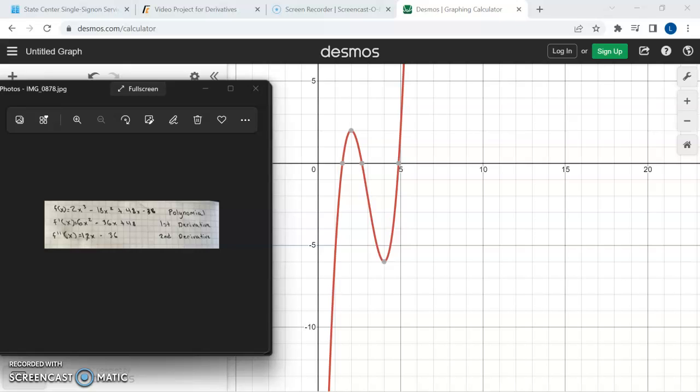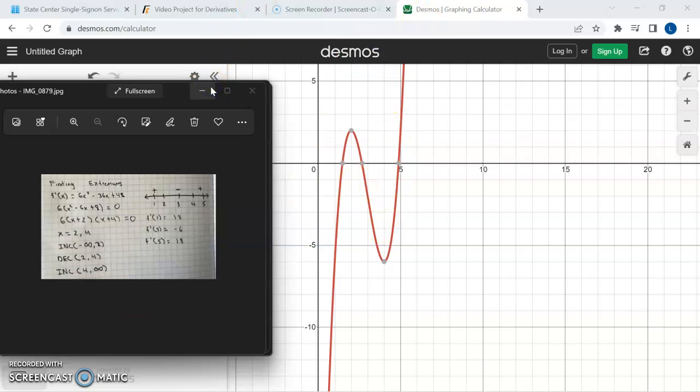So the polynomial I chose was 2x cubed minus 18x squared plus 48x minus 38. I also found the first derivative and second derivative, and then inputted the equation into Desmos, and this is the graph for the polynomial.